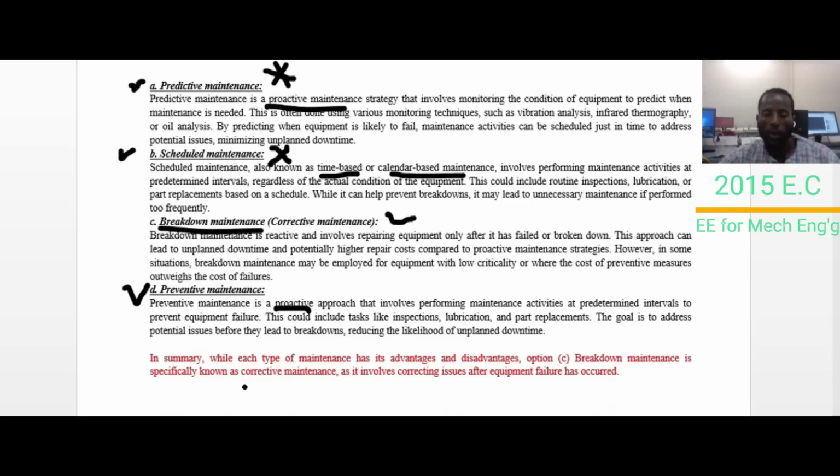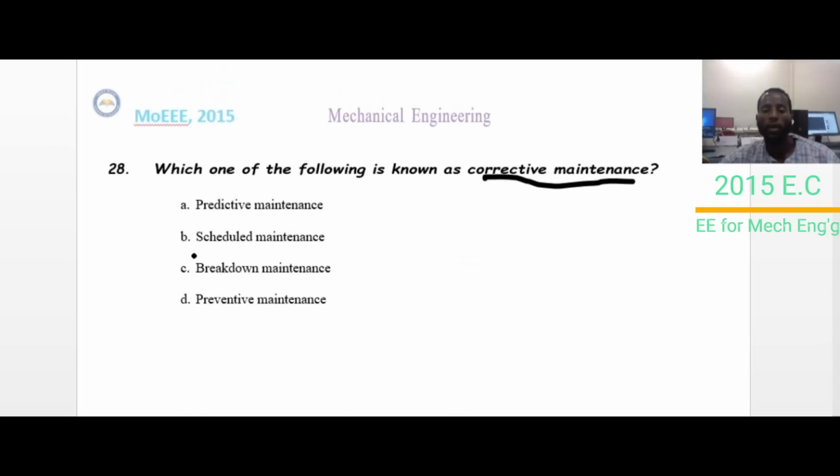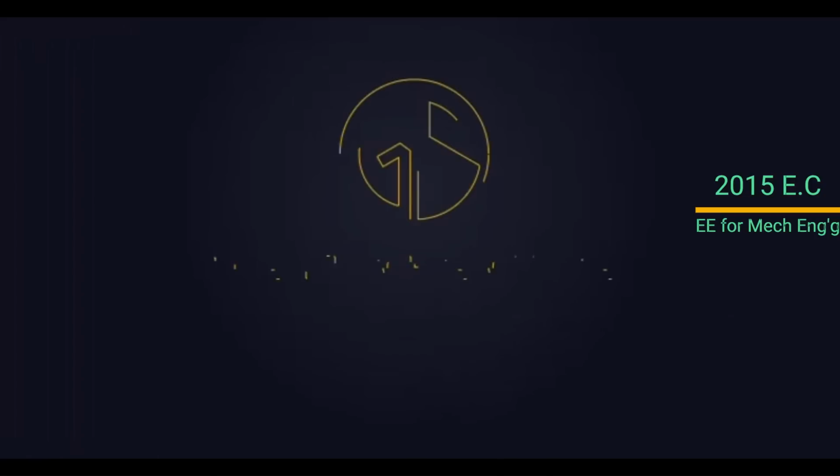Therefore, while each type of maintenance has its advantages and disadvantages, option C, which is breakdown maintenance, is specifically known as corrective maintenance, as it involves correcting issues after equipment failure has occurred. This choice is the correct answer. Breakdown maintenance is known as corrective maintenance.